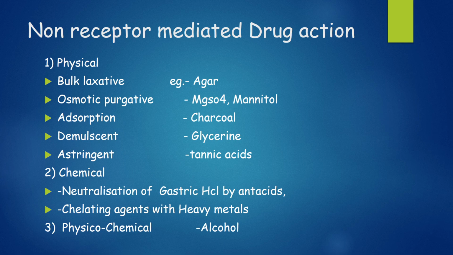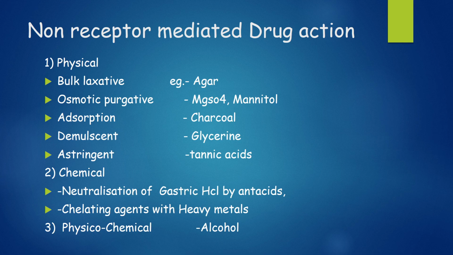In the previous class I told that the drugs may be acting on some places, or even there may be no specific place for action. Like that, here the physical property of the drug itself has a mechanism. Here the bulk laxatives like agar. When there is constipation, the patients will be having constipation, so these types of drugs act as laxatives. They form bulk, like agar. Osmotic purgatives, again the same concept, magnesium sulfate and mannitol.